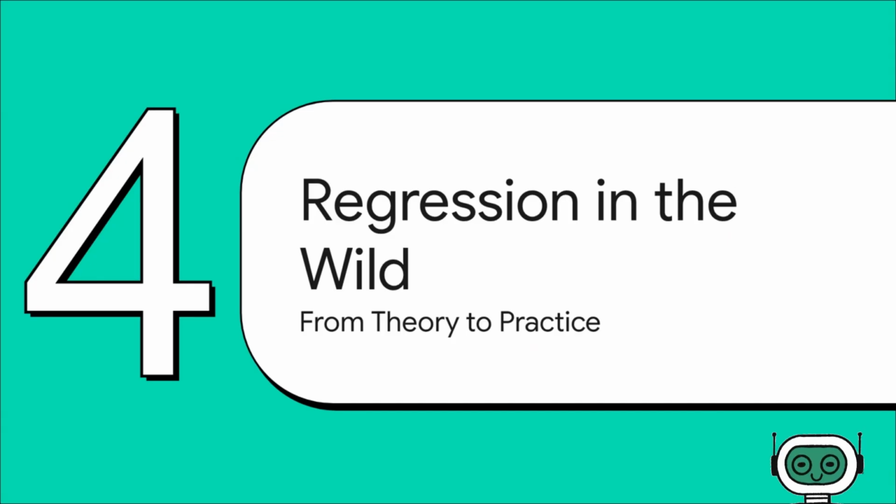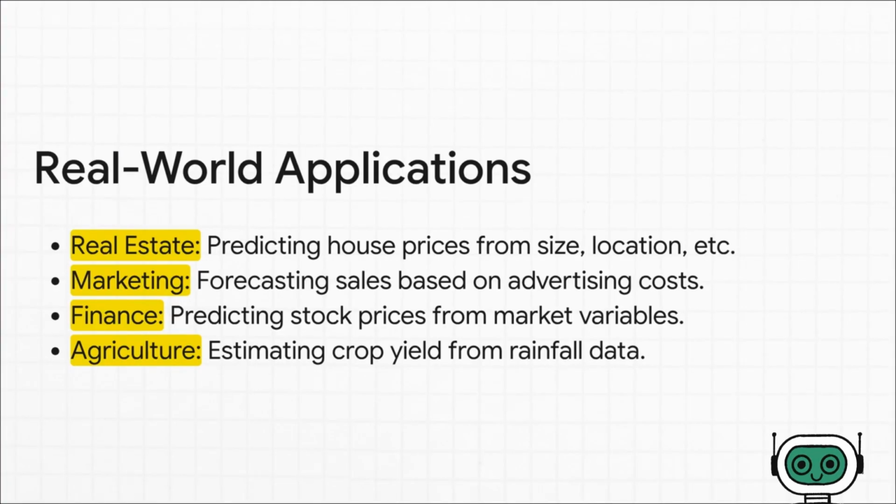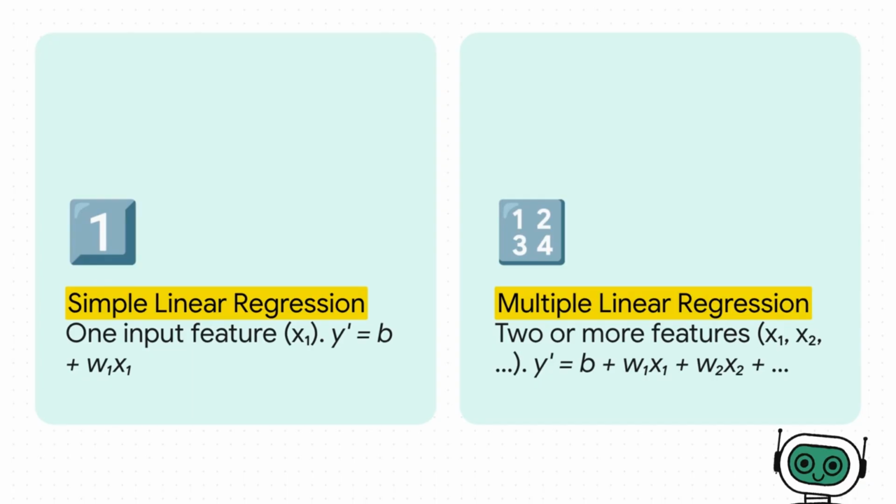Okay, enough theory. Let's connect this to how you'd actually use it in practice. Linear regression is a true workhorse algorithm. You see it everywhere. It's used in real estate to predict house prices, in marketing to forecast sales based on ad spending, in finance to model economic variables, and even in agriculture to estimate crop yields from things like rainfall. Now, we've been focusing on simple linear regression, which uses only one input feature. But the idea scales up perfectly. When you use multiple features, like a house's size, age, and number of bedrooms, it just becomes multiple linear regression. The equation simply expands to include a new weight for each new feature.